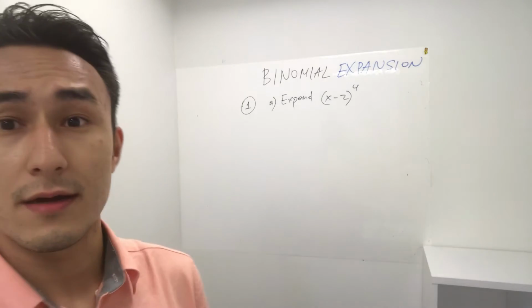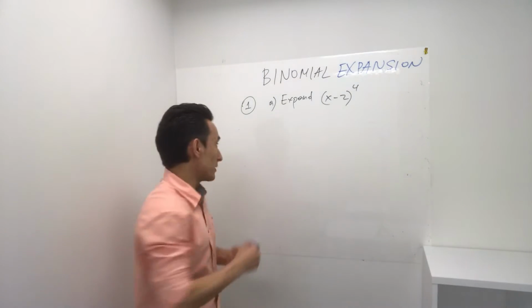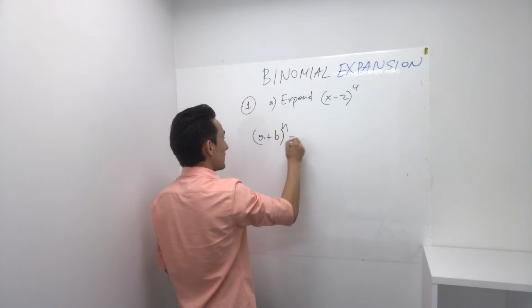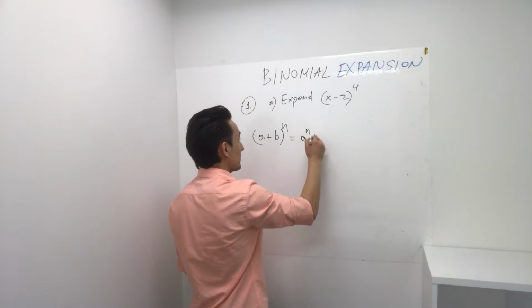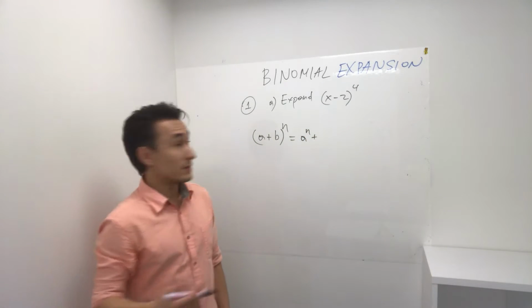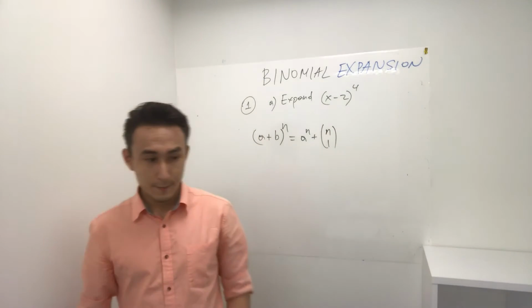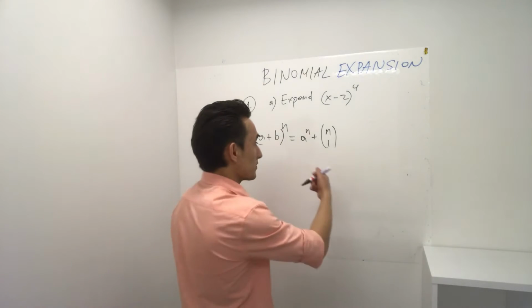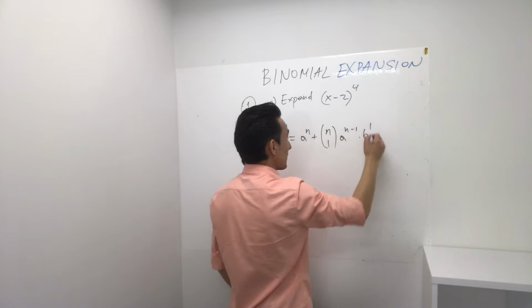I hope you can see it. Yeah, I'll write it bigger. So we know the formula. The formula is something like (a + b) to the power of n. How do you expand this? The first term is a to the power of n, plus the next term, the so-called n choose 1. Now what is n choose 1? We can find that value using a calculator. So n choose 1 times a to the power of n minus 1 times b to the power of 1.